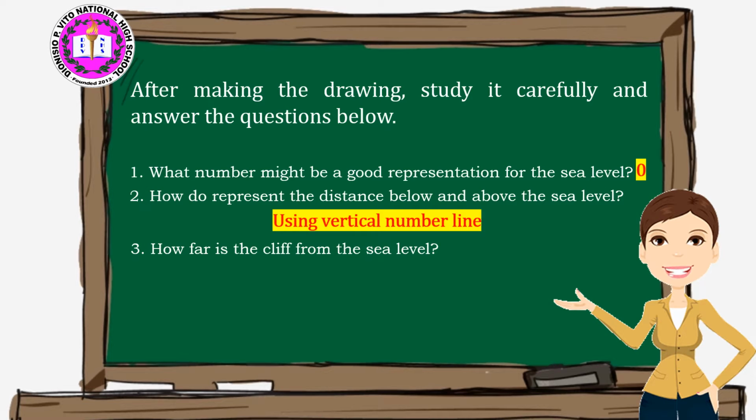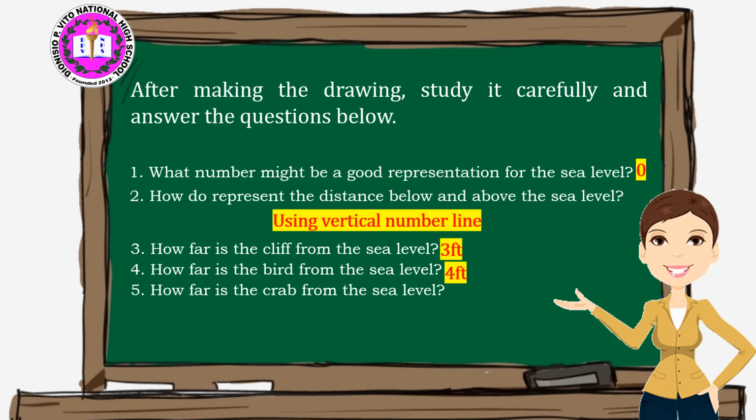Third question. How far is the cliff from the sea level? So the cliff is 3 feet above the sea level. Next question. How far is the bird from the sea level? So the flying bird is 4 feet above the sea level. Next question. How far is the crab from the sea level? So the crab is 5 feet below the sea level.